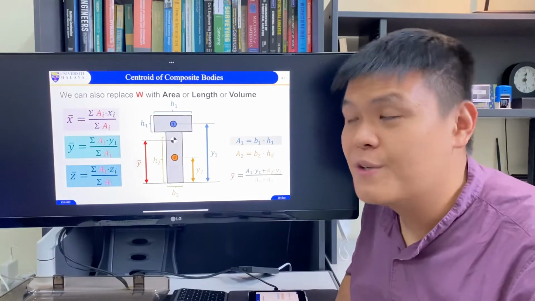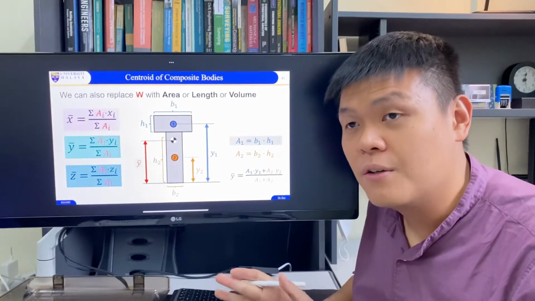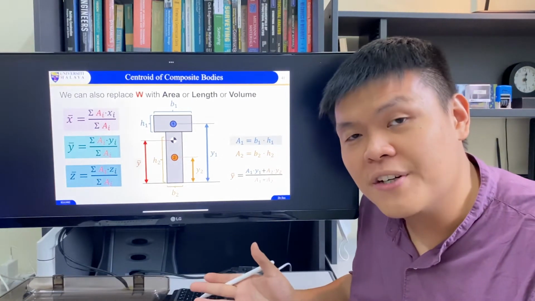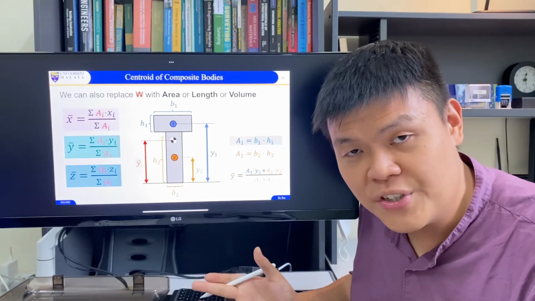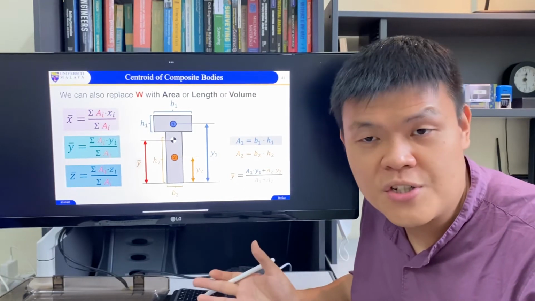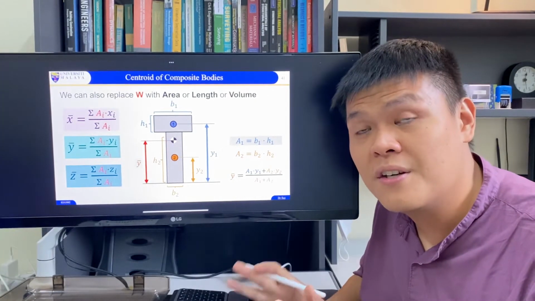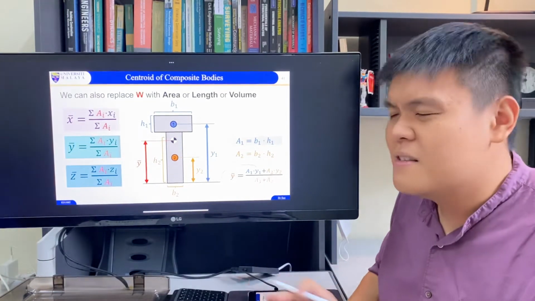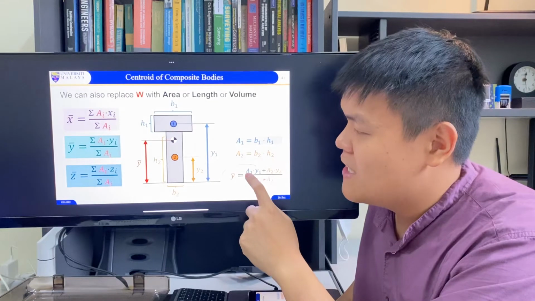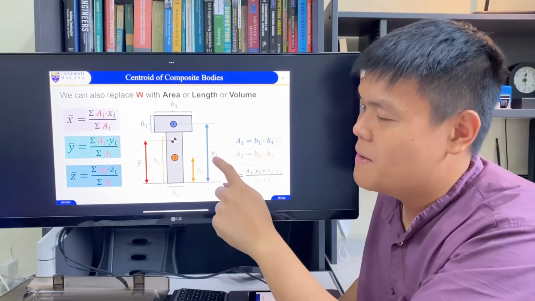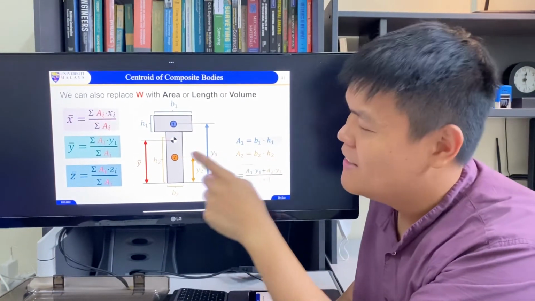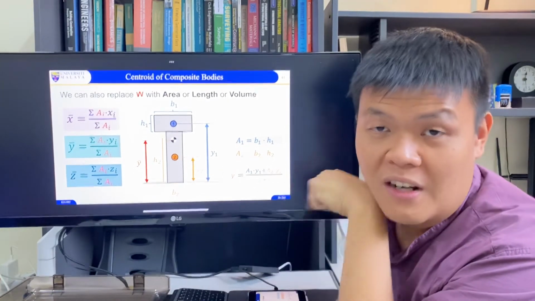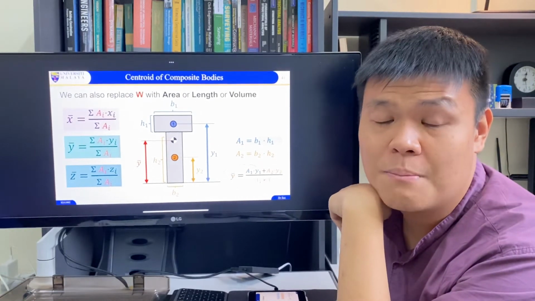We can replace W with area, length, or volume depending on what we want to find or what shape we have, but usually we are dealing with areas because we're dealing with two-dimensional bodies, two-dimensional cross-sections. So area is the one that we're going to be using the most, and the formula is like this. It's quite similar. Just take the area of 1, multiply by its y, take the area of 2, multiply by its y, divided by the total area of both simple sections.